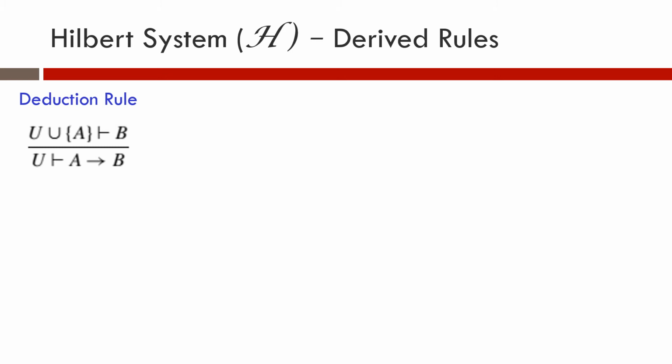Okay, now we will see how to prove a formula in the Hilbert system. Given a formula in propositional logic, the formula is A implies B implies B implies C implies A implies C. This is the formula that we need to prove.